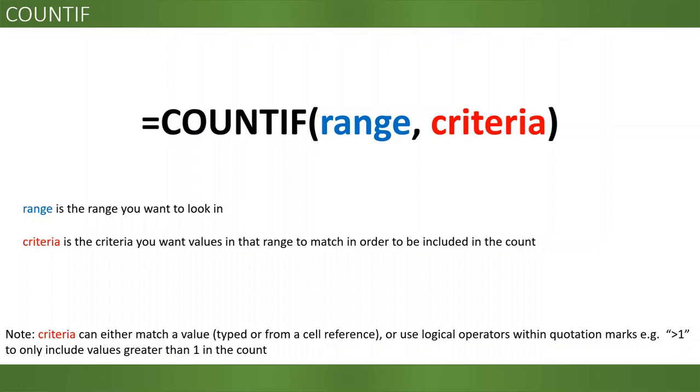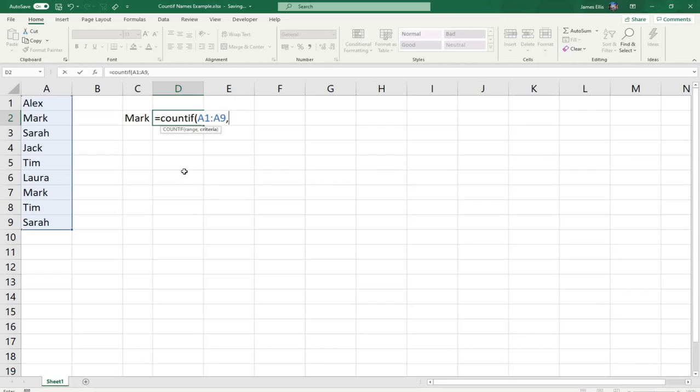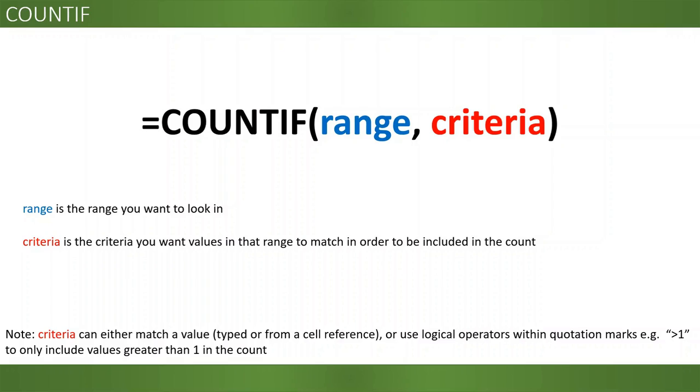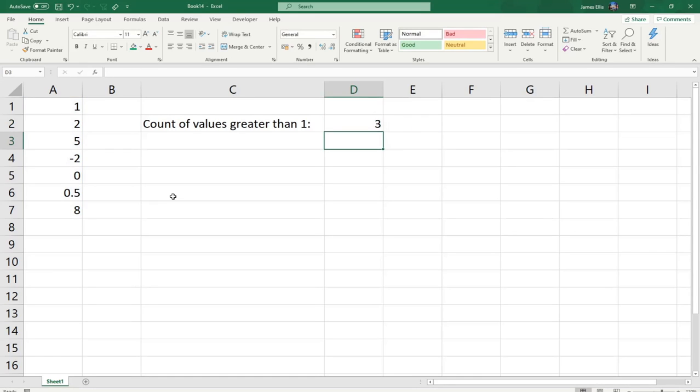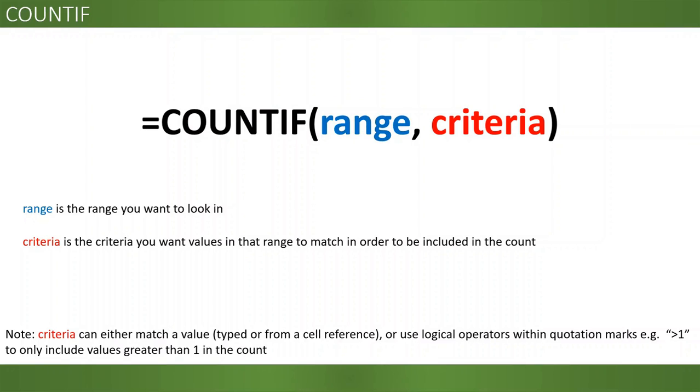You could also have the criteria as a cell reference. So say in the example, if you had the value Mark in a cell, then you could click on that cell and it would count how many values in the range have the same value as the cell you've clicked on. And then the other thing you can do is, if you're looking at numbers, you can have logical operators within quotation marks. So you could have quotation mark and then the greater than sign and then a 1 and then a quotation mark, and that would count values in your range that are greater than 1.